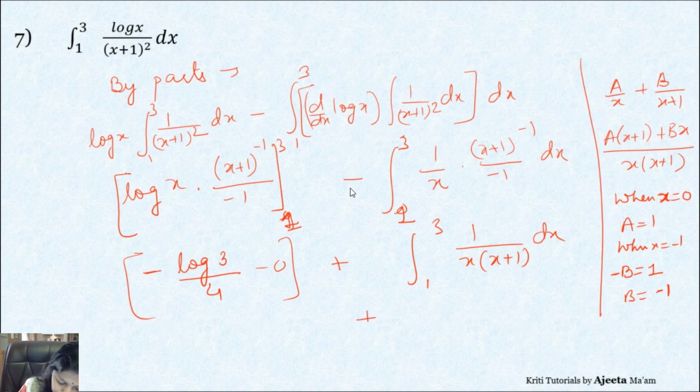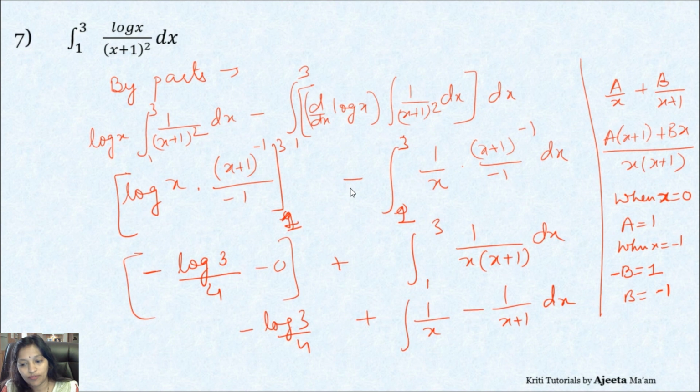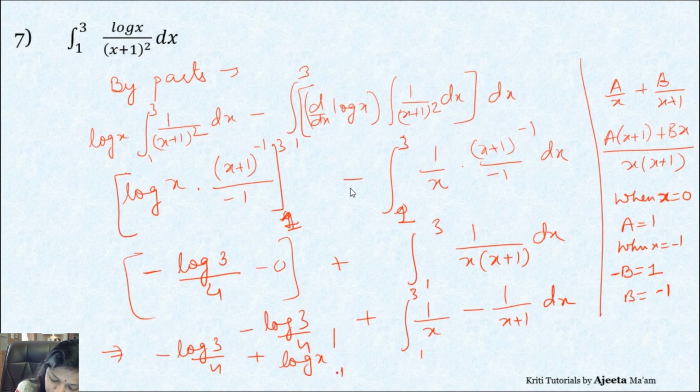So if we put it here, what do we get? We get the integral of 1 upon x minus 1 upon x plus 1. So what will you get? Log in main integral. Yes, very good. So now what will you get? Minus log 3 by 4. Now here the integral of 1 upon x is log x, and here we get log of x plus 1, and the limits will be 1 to 3.